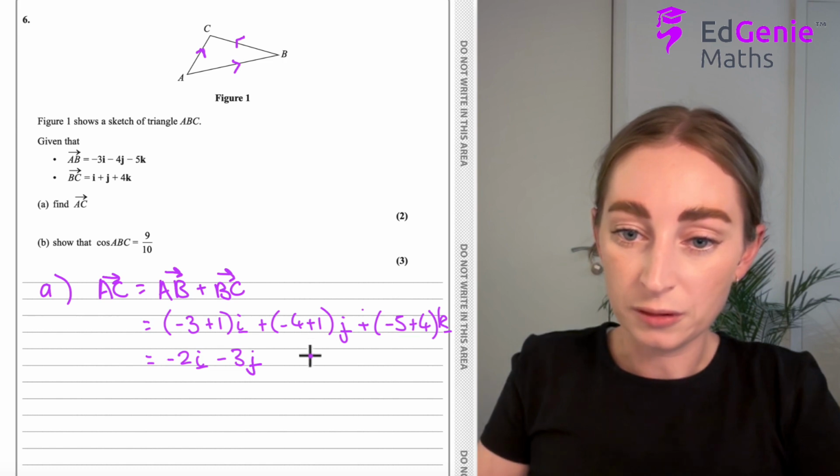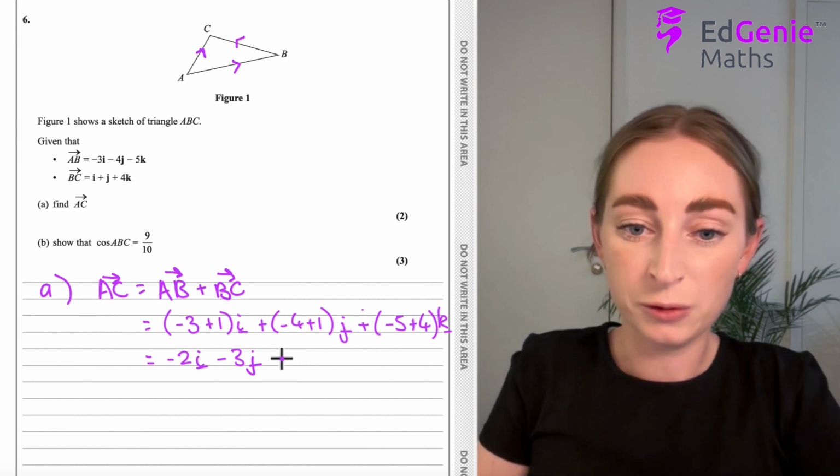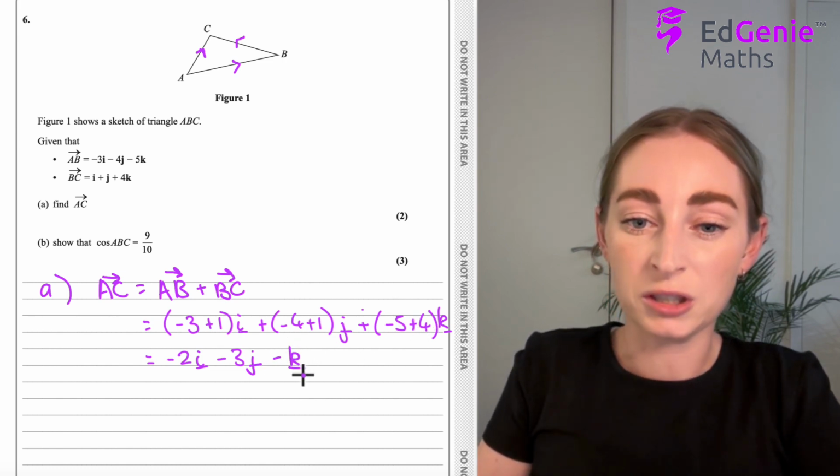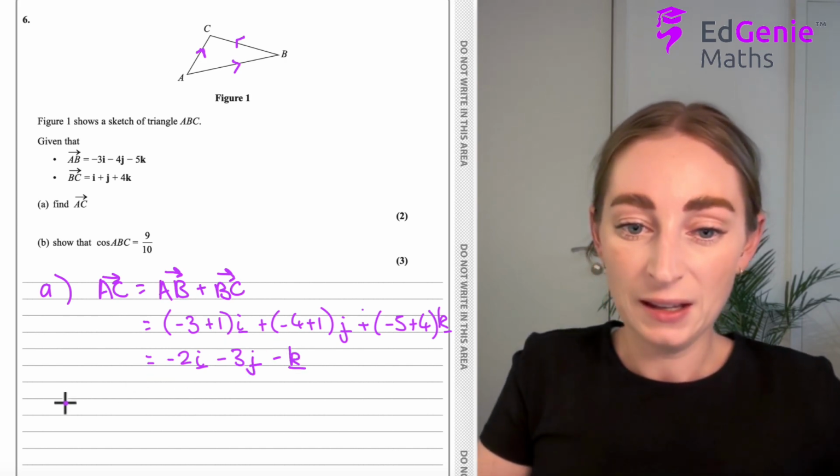And for K, -5 plus 4 is -1. So I'm just going to put -K for that one. And that's the answer.